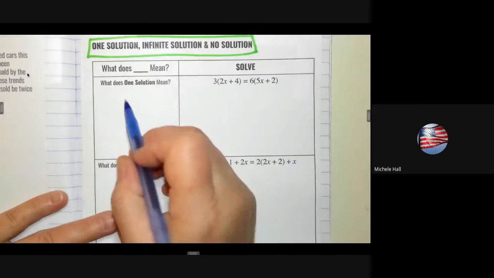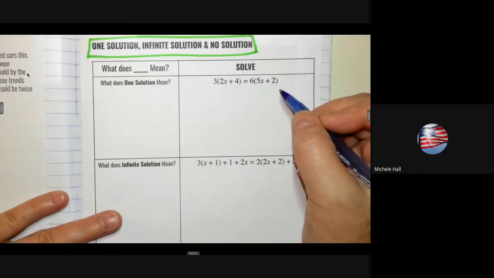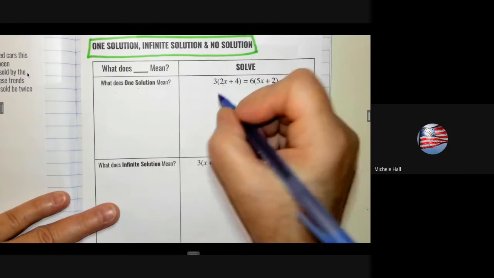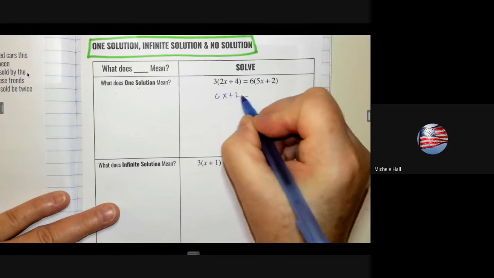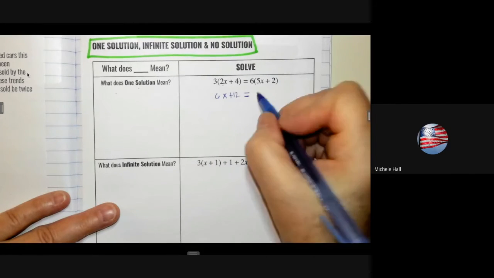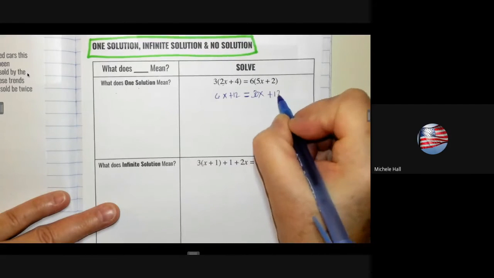All right, what does one solution mean? Let's take a look and see what happens for one solution. I'm going to do the distributive property on both sides. 3 times 2x is 6x. 3 times 4 is 12, equals 6 times 5x is 30x. And 6 times 2 is 12.